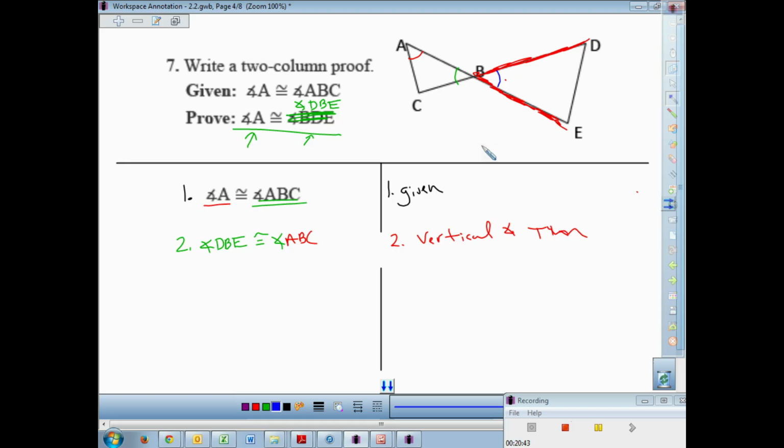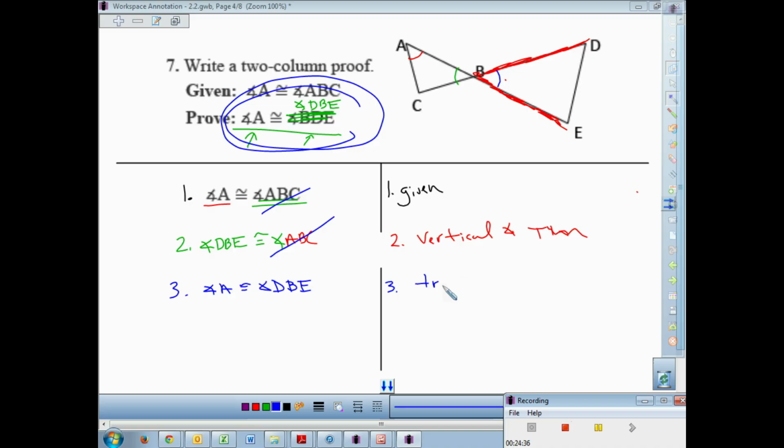Cool? Next thing. Now, do you notice that we go back to what we want to prove, A the same as DBE? Don't they have the same amount of markings? That means that something can cross out. And what are we crossing out? Leftovers. Angle A is congruent to angle DBE. The transitive property of congruence says so. Have we proven what we want to prove?